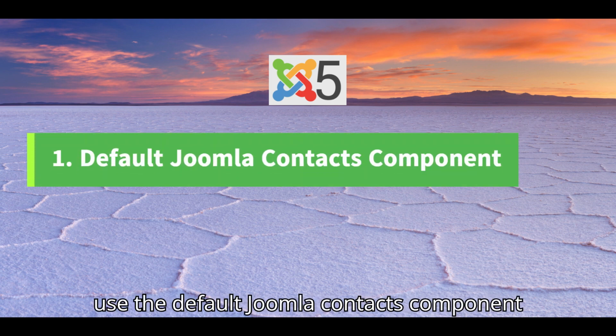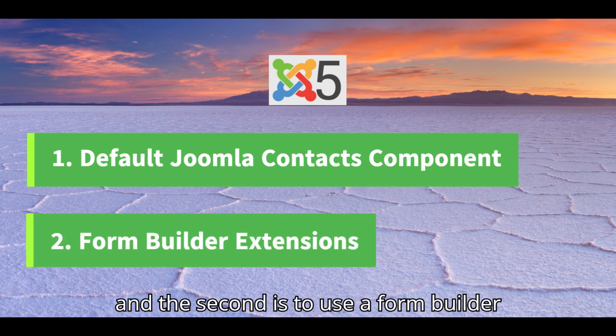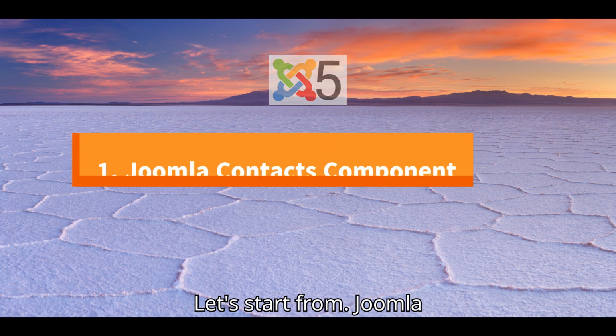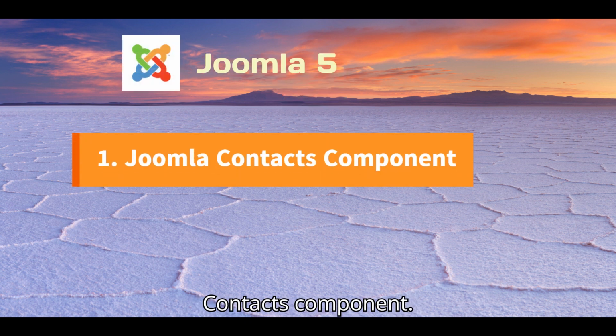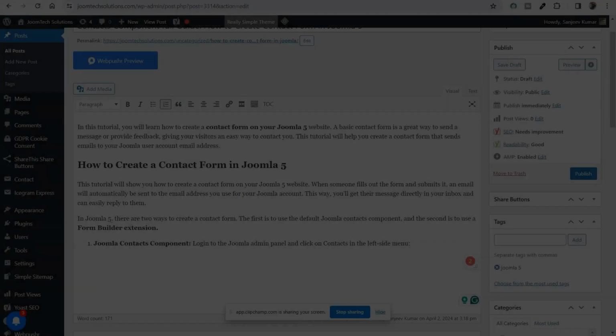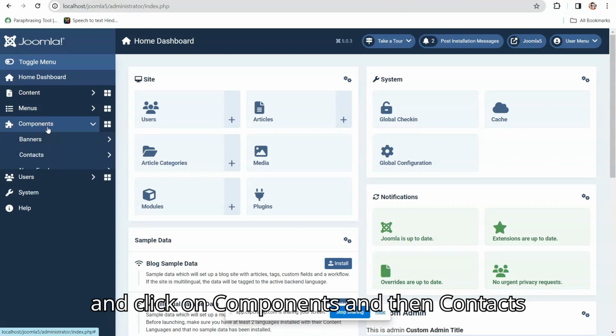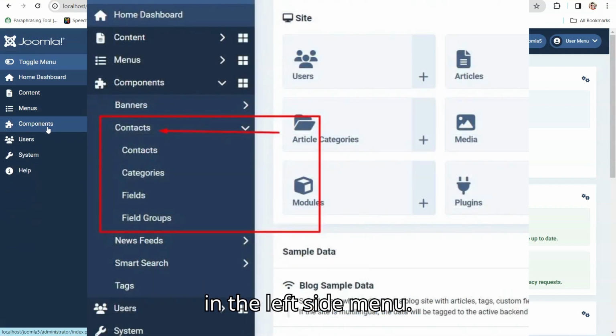The first is to use the default Joomla contacts component, and the second is to use a form builder extension. Let's start from Joomla contacts component. Step 1. Log in to the Joomla admin panel and click on Components and then Contacts in the left side menu.